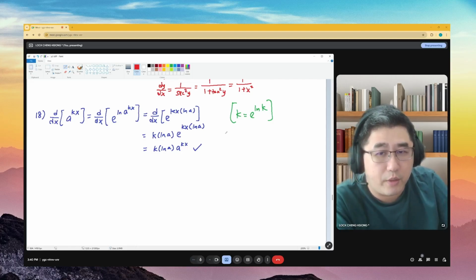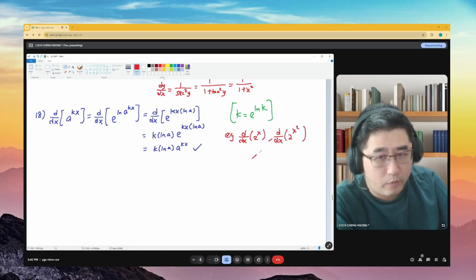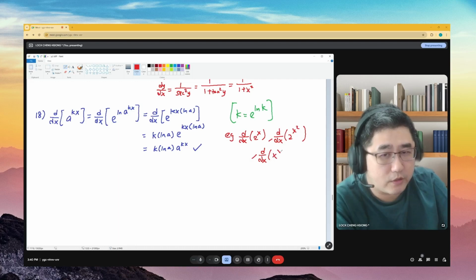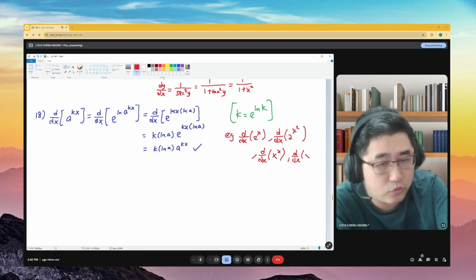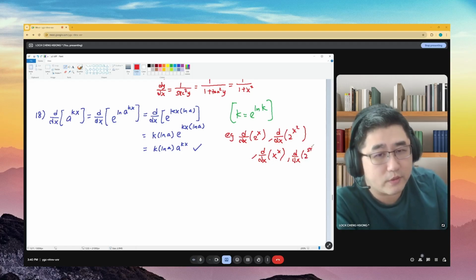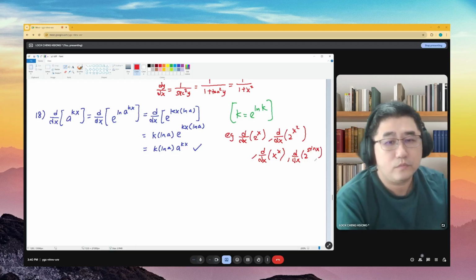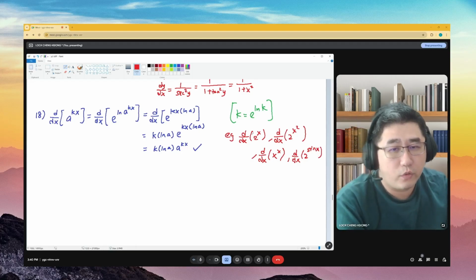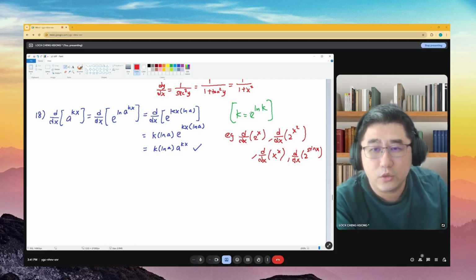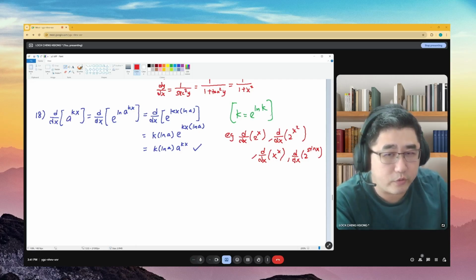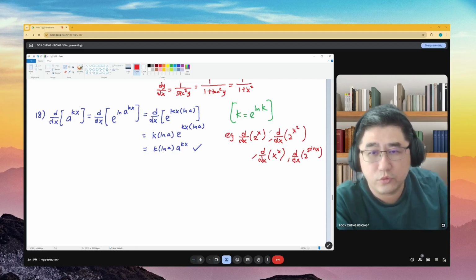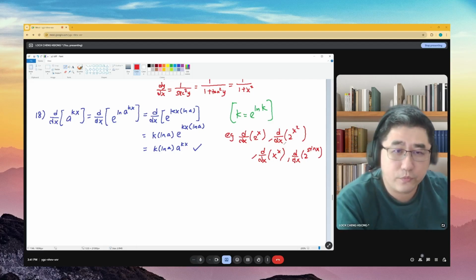Maybe an example of d/dx of 2^x, maybe d/dx of 2^(x squared), or maybe d/dx of x^x, or maybe d/dx of 2 over sine x, 2^(sine x), for example. So for all of these questions, you will be expected to know how to apply the green color pathway to the log rule. You can actually try this yourself.